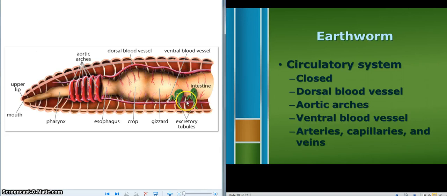It will be going into different areas to be used. The blood then flows back to the heart through different capillaries and veins. Actually, the capillaries and veins are going to be collecting the blood that has been used and pulling it back up to the dorsal blood vessel, where the blood is pulled through this same pumping motion to the aortic arch.